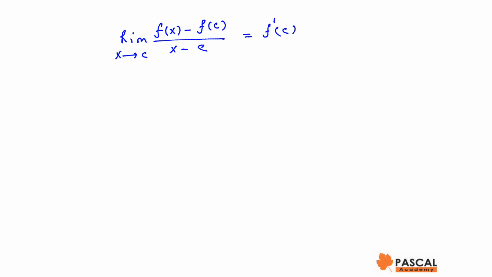By definition, f prime of x is the limit of f of x plus h minus f of x divided by h as h approaches 0. This is called the limit definition of derivative or first principle.